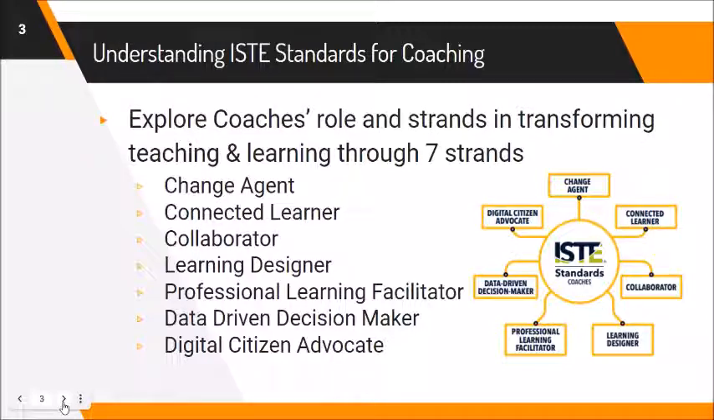So, as we explore our coaches' roles, there are 7 ISTE strands to help coaches in transforming teaching and learning. Those strands include being a change agent, a connected learner, a collaborator, learning designer, professional learning facilitator, data driven decision maker, and a digital citizen advocate.